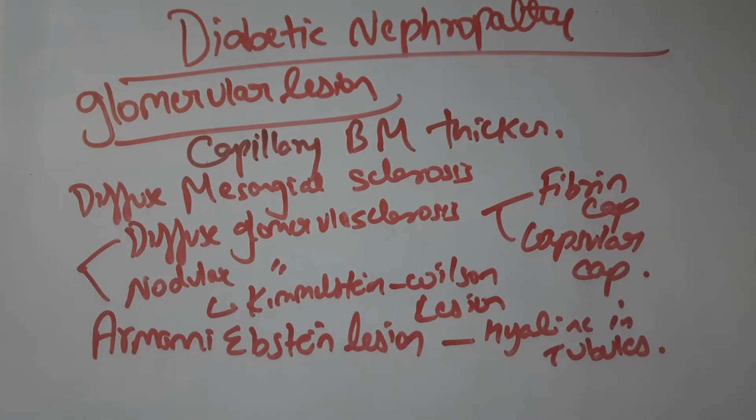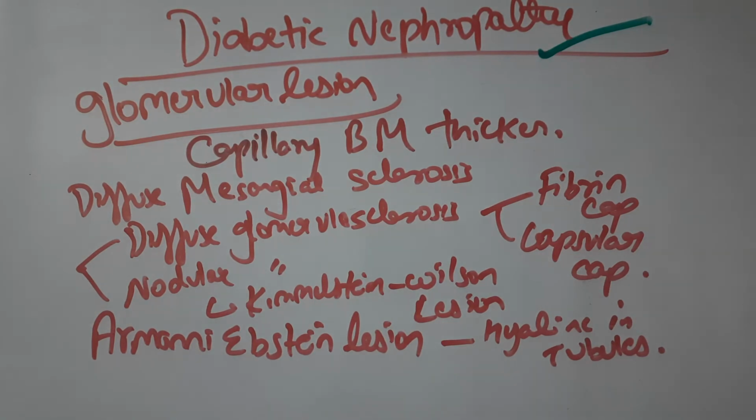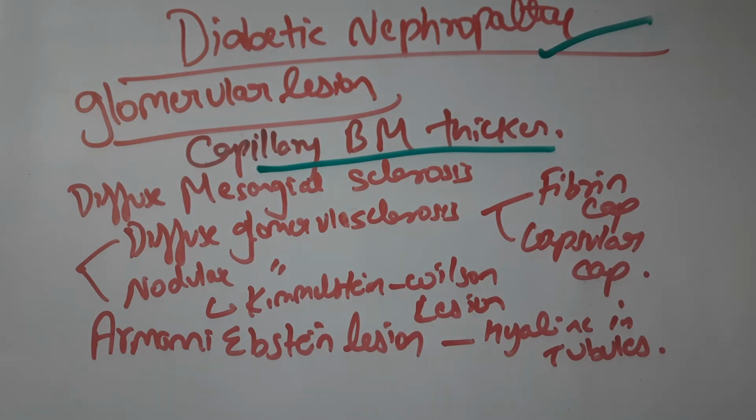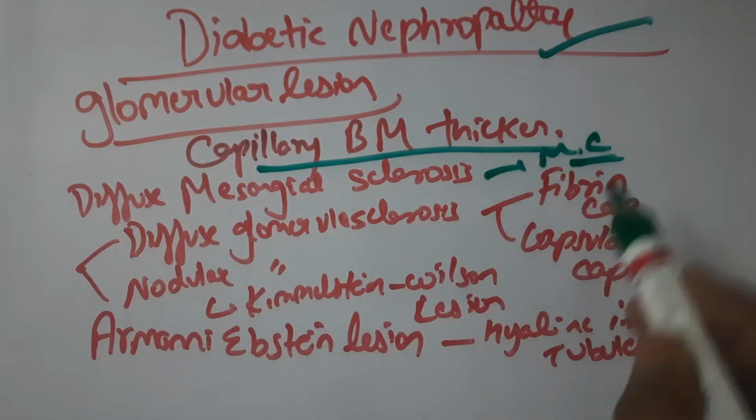Now coming to a very important topic, diabetic nephropathy. Herein we will see the changes at the glomerulus level, then at the vascular level, then at other levels as well. In the glomerular lesion, there could be capillary basement membrane thickening. One, there could be diffuse mesangial sclerosis, which is the most common finding.